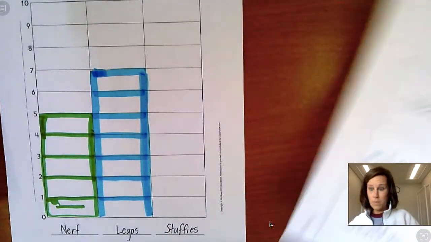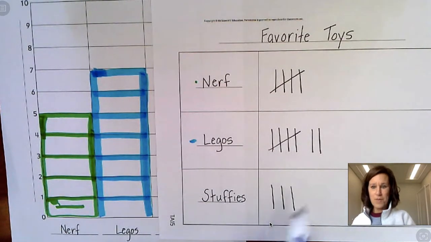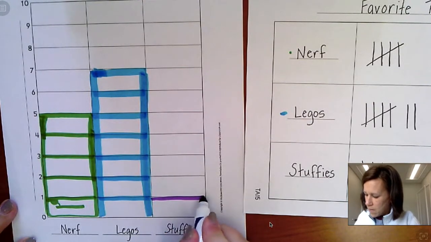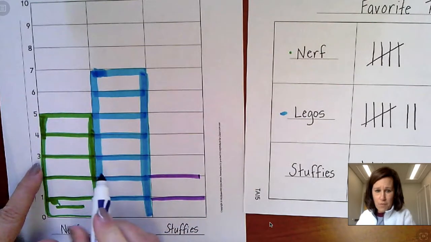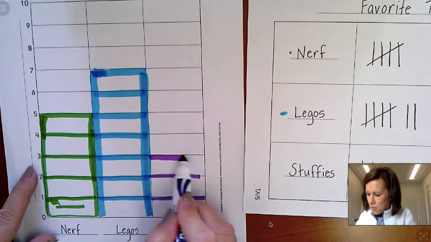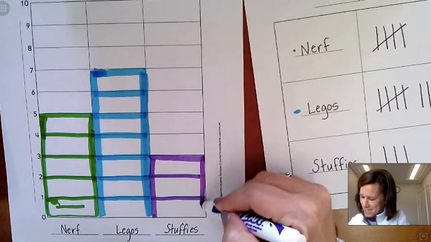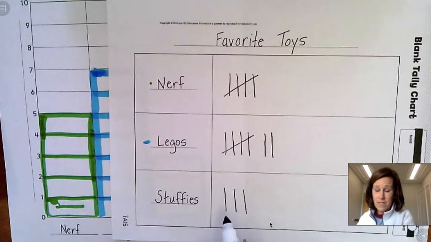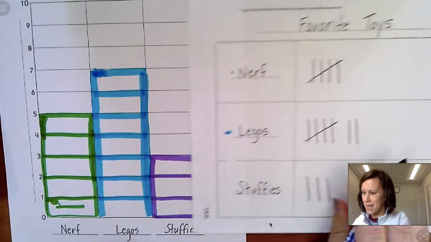Okay, now one more to try. Stuffies. 3, you're right. Let's go over here. Here's 1, 2. I have to look way over here when I'm working on my last bar. And 3. Did you say stop? Yes, mathematicians. I had to stop only on 3 because only 3 kids of the ones I asked said Stuffies were their favorite. But boy, did they really like them when they answered.